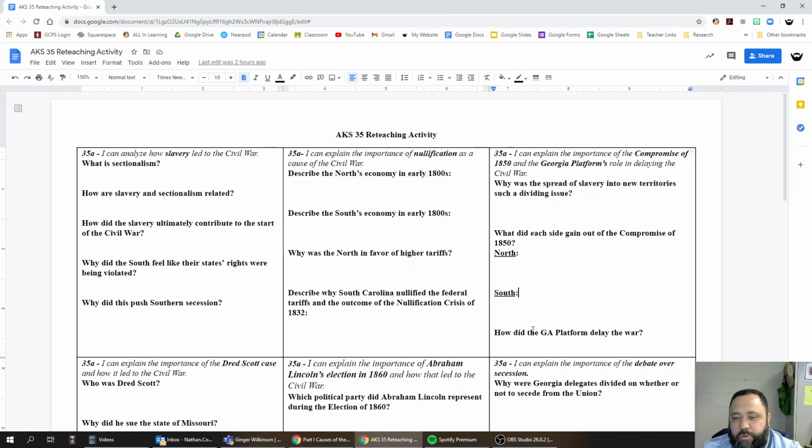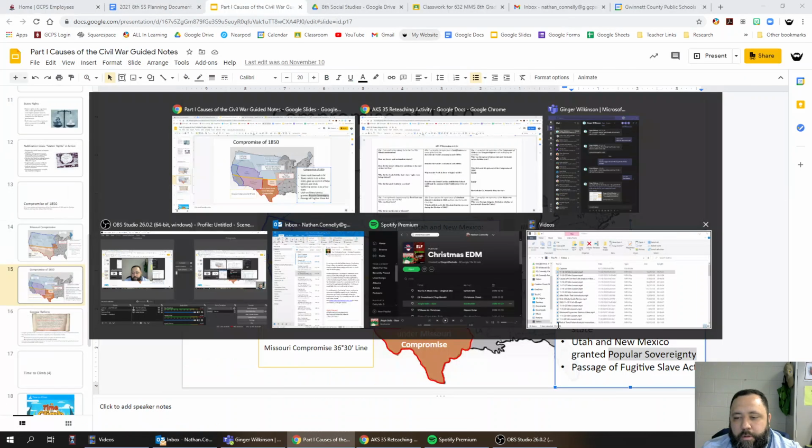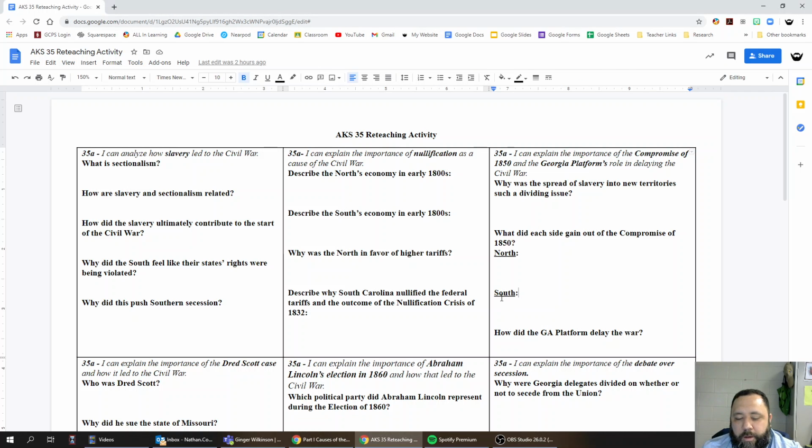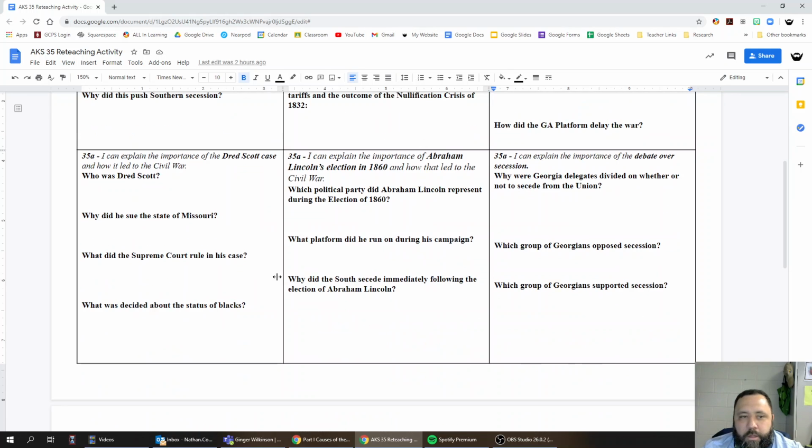All right, how did the Georgia Platform delay the war? The Georgia Platform convinced other southern states to accept the Compromise of 1850, delaying the start of the Civil War by 10 years. Okay. All right, next up.